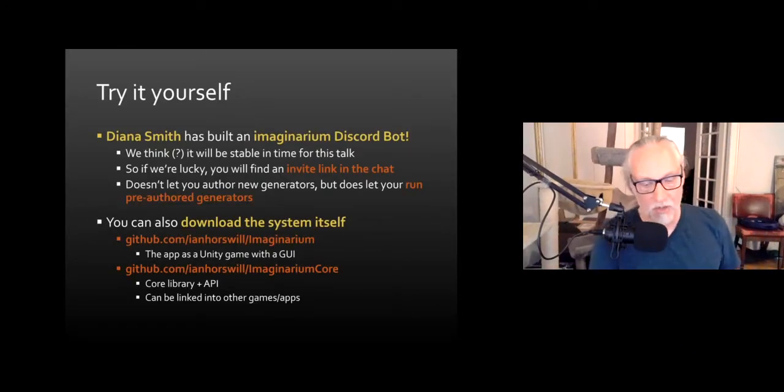You can try it yourself. You can download it from GitHub. The thing to do first would be to try the GUI that I was just showing you, which is in Imaginarium. If you want to use it inside of your own game just as a generator, you can do that. You can download Imaginarium Core.